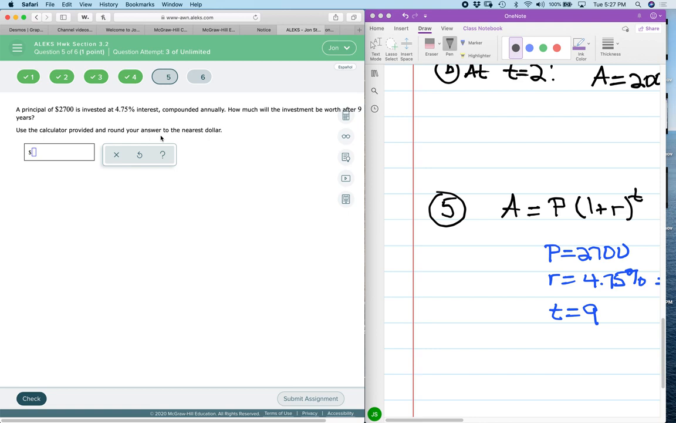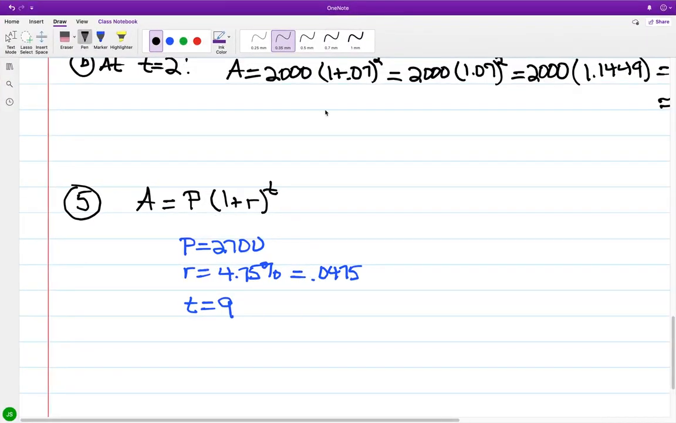And in this case, we still have the same formula that was used in number 4, so we're still looking at annual compounding. You have A is equal to P times the quantity of 1 plus R raised to the T degree. Now the principal, what is put in, we have at $2,700, and for the rate we have 4.75%, and converting to a non-percent decimal value we have 0.0475, and we're looking at the future value after 9 years.